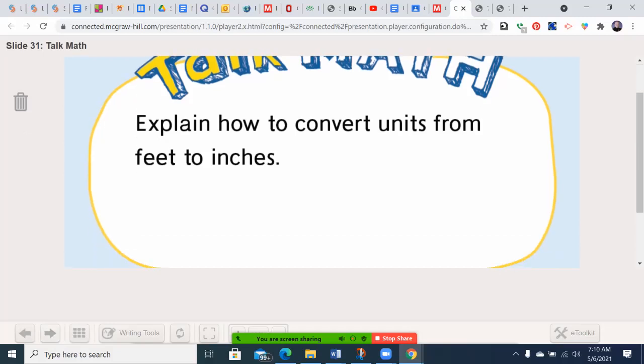Explain how to convert units from feet to inches. We multiply by 12 because we're going from bigger to smaller, so that's multiplication. If we're going from inches to feet, we divide by 12 because we're going from a smaller unit to a bigger.